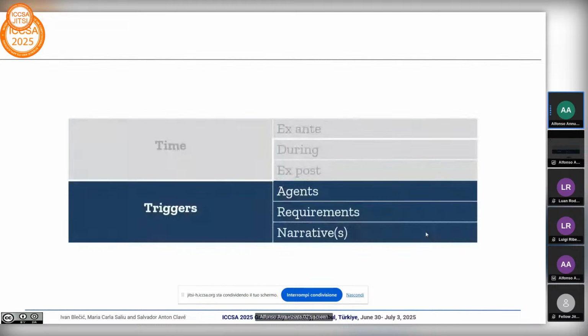The second category is about triggers, and it involves three different key elements. The first one is about the agents involved in the different phases of the policy process. The second one is related to the requirements which are given by UNESCO. And the third one is about narrative, which is not only the way the outstanding universal value is described, but also the validation and the legitimization of that outstanding universal value identified within the nomination file.